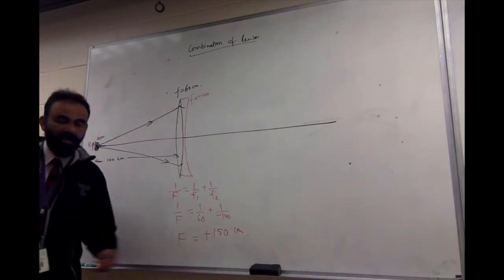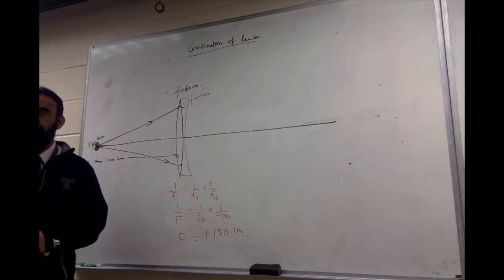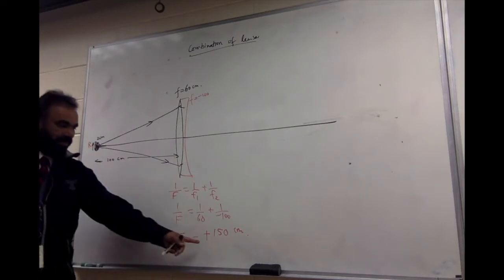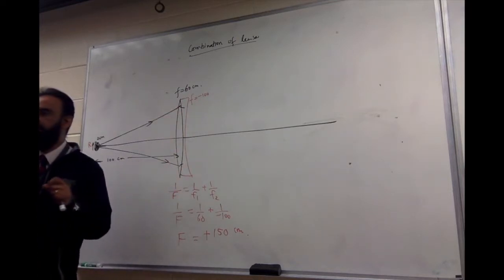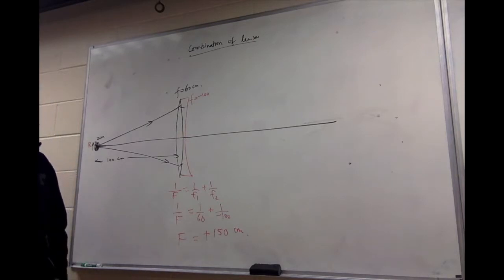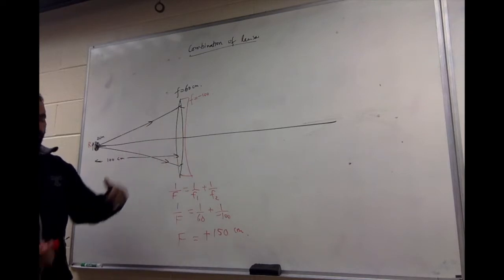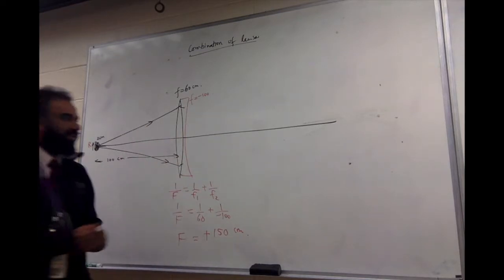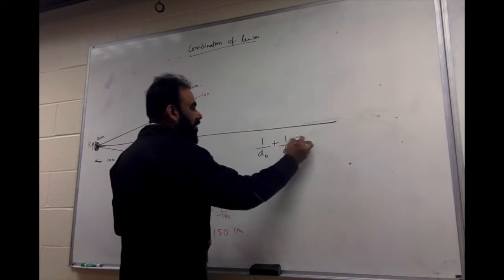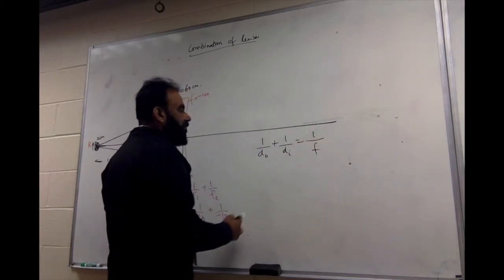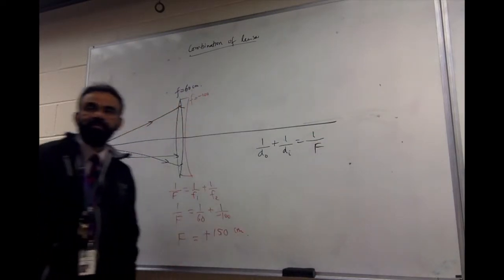Now the positive sign in the focal length that you got tells you that this entire thing behaves as a convex lens. That's all it tells you. Alright, so now you have the combined focal length. Can you find the image distance? 1 over do plus 1 over di is equal to 1 over f. And in this case, you're going to use the combined focal length.